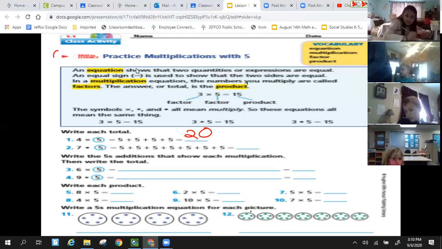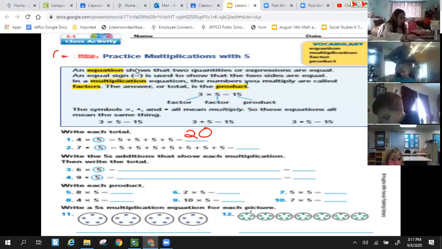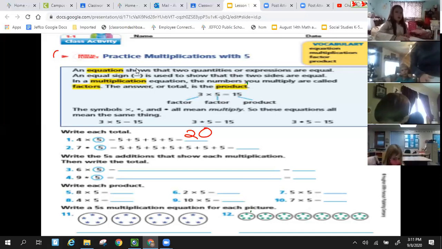Excellent. Okay, now let's try 7 times 5. And notice the symbol's a little different. Now we have the dot. That's the same as 5 seven times, and you're adding them. You could put 7 fingers up and count by 5s. What would the answer be? Paxton.